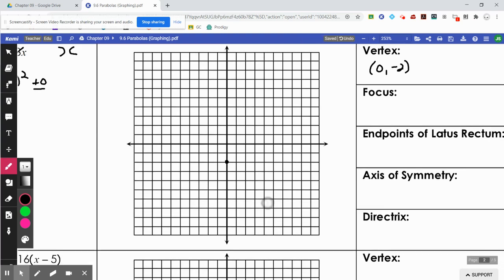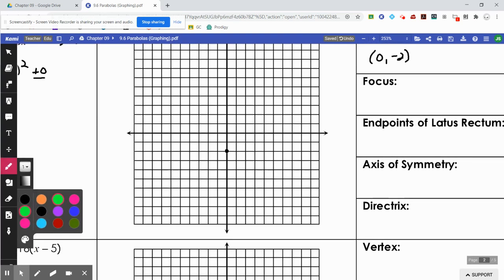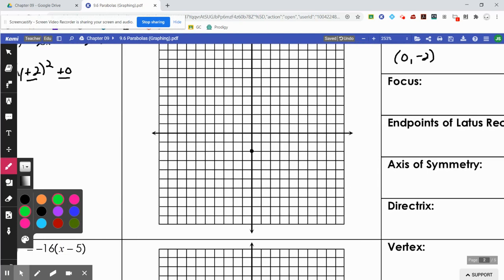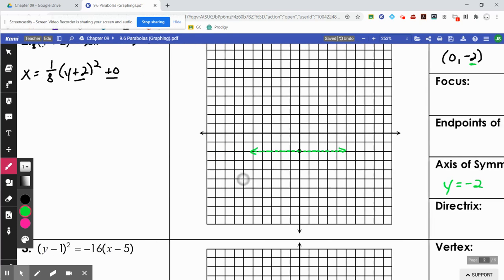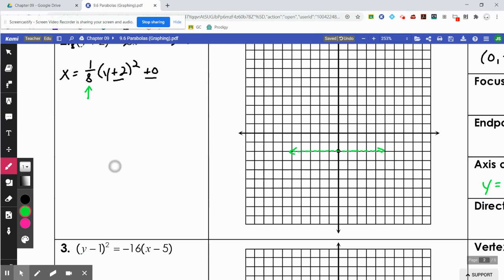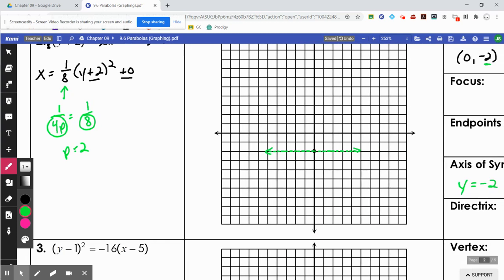Now let's go ahead and find our axis of symmetry. Since this is a horizontal parabola, your axis of symmetry is going to be a horizontal line. So it's going to be a y equals line, and it's going to be y equals -2 because, again, it passes through the vertex. Now let's find our focus and directrix by finding our p-value. Set the number out front equal to 1 over 4p. So 1 over 4p equals 1 over 8. And you can very easily look at 4p and 8, and you can tell that p is going to equal 2.